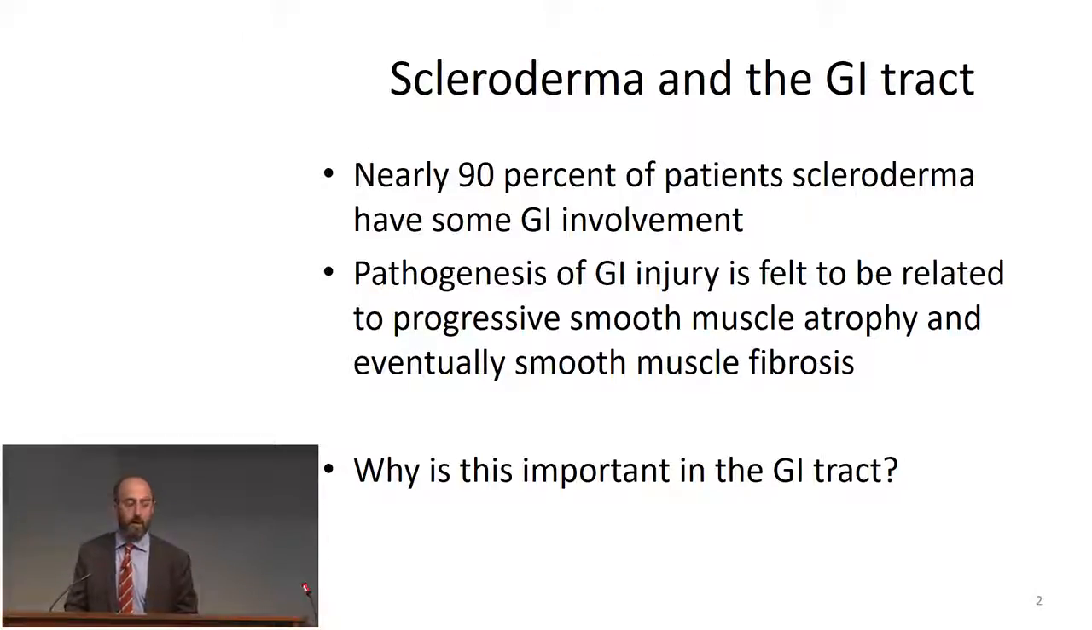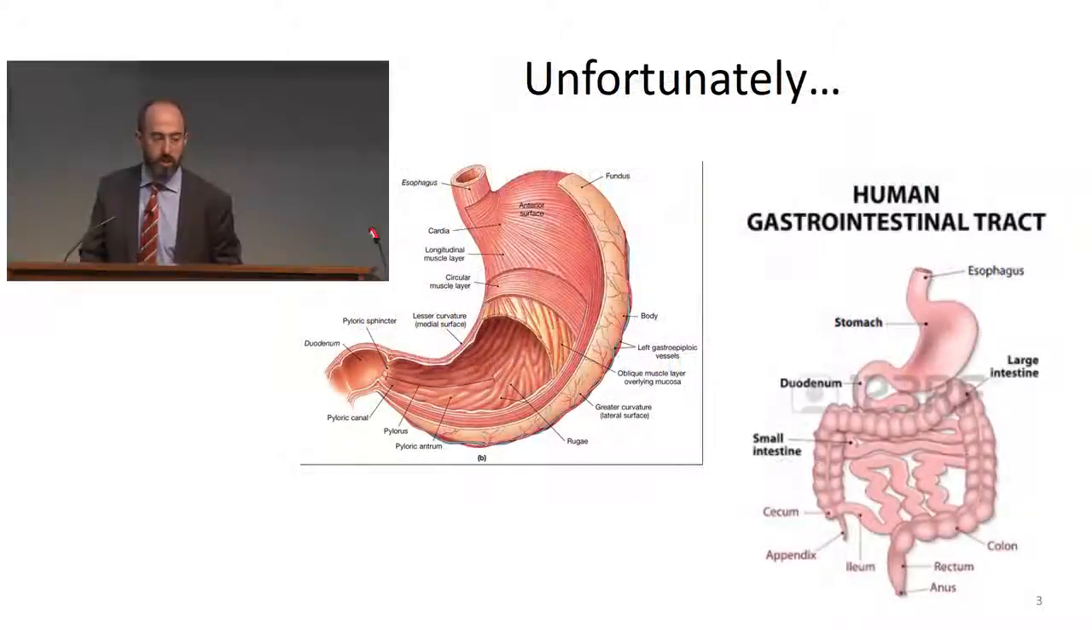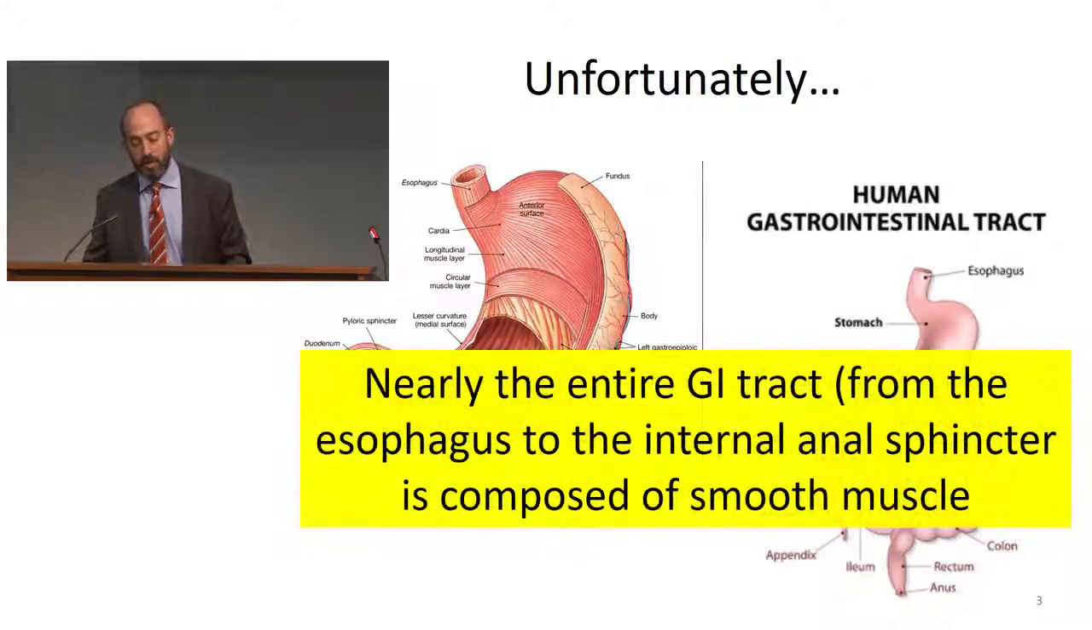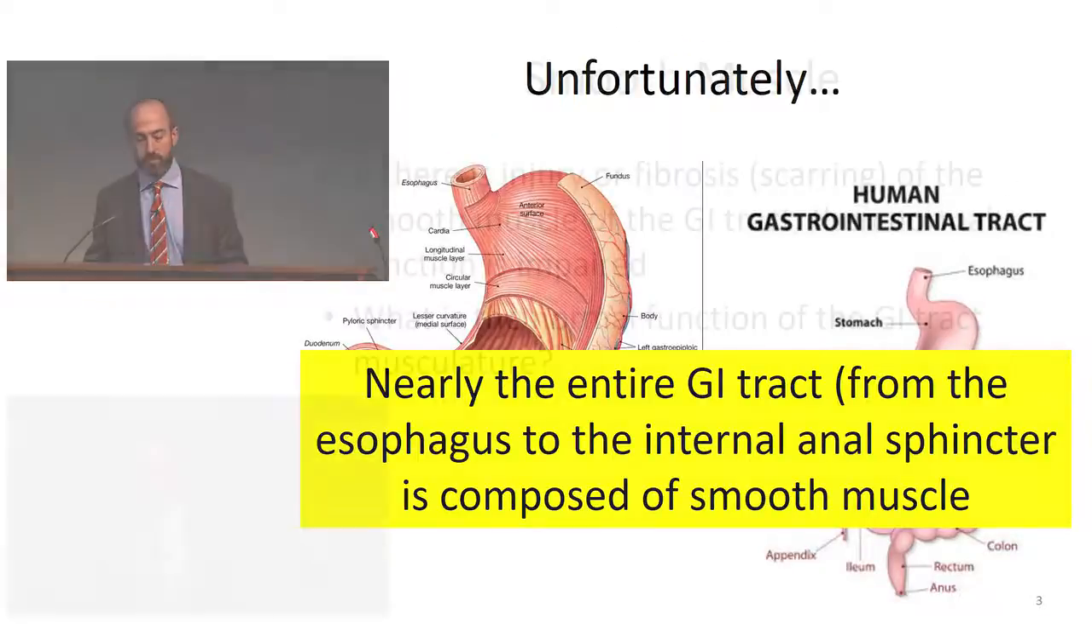And so why is that important in the GI tract? Well, unfortunately, nearly the entire human GI tract is composed of smooth muscle. And so if smooth muscle is the organ that is affected, then the entire GI tract is going to be at risk, from the lower part of the esophagus all the way to the anus. It's entirely composed of smooth muscle. And so when that smooth muscle, depending on the location in the GI tract, is impacted, then there's going to be symptoms related to whatever portion of the GI tract is most severely afflicted.